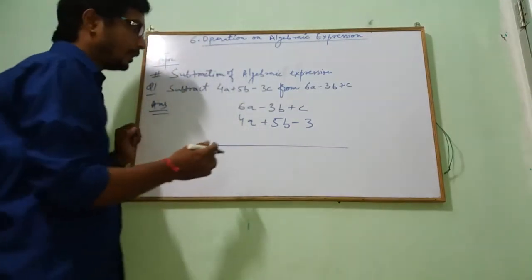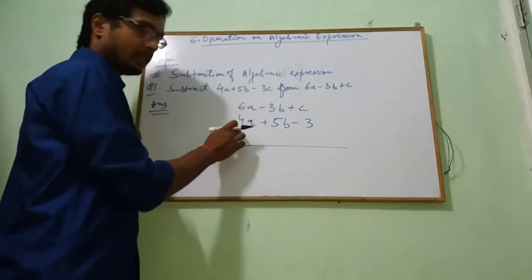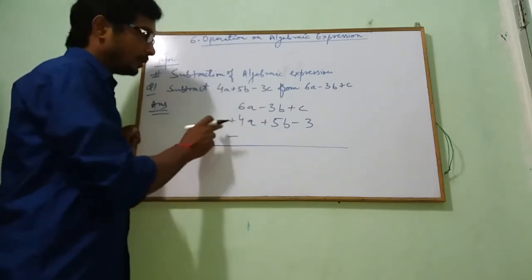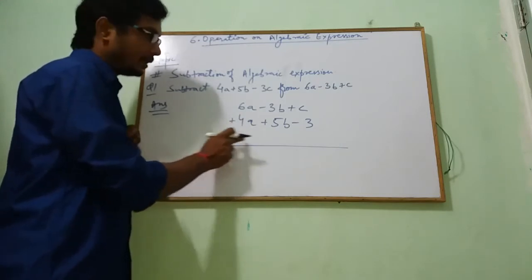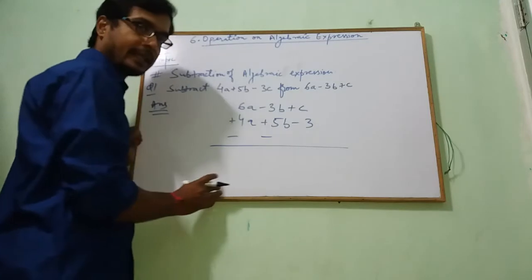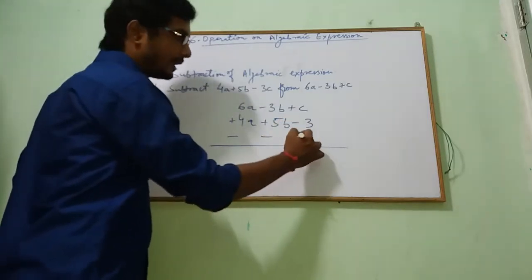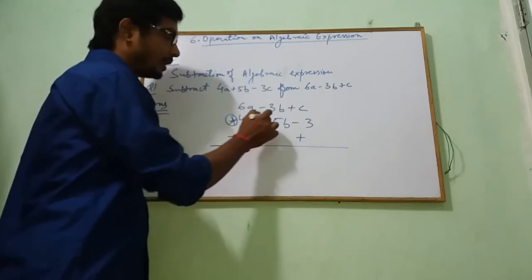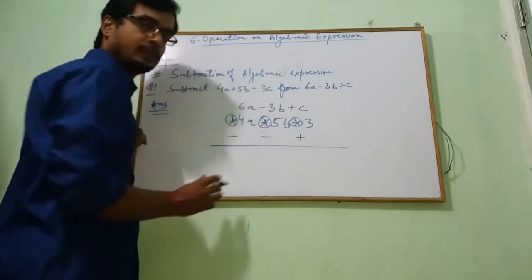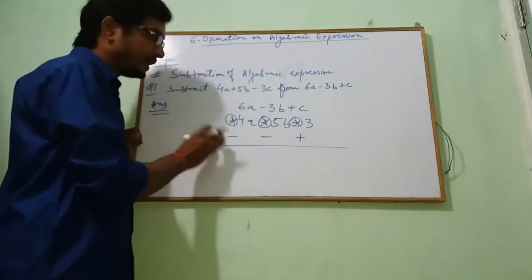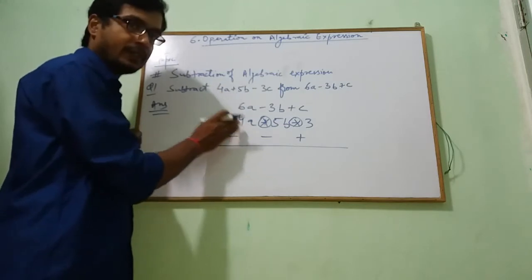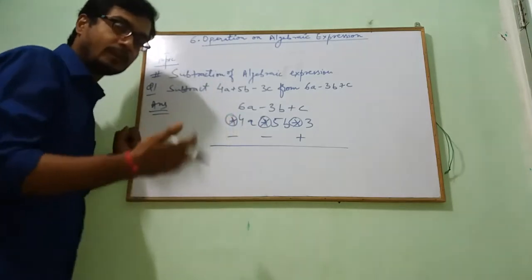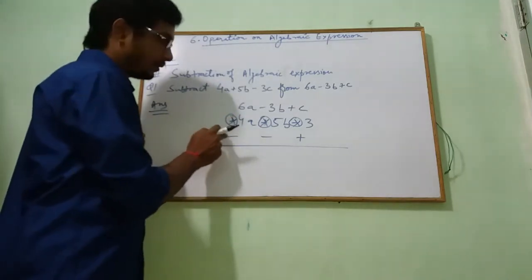Since I have to subtract it, I have to change the sign of the lower term. Here the sign of 4a is positive, so I will write minus here. The sign which is mentioned here, you have to write the opposite sign. Here also it is plus, so I will write minus. Here it is minus, so I will write plus. Now the old signs become invalid; they will not be the actual signs applicable in this expression. The signs from which we will start calculating will be these signs: minus, minus, plus.